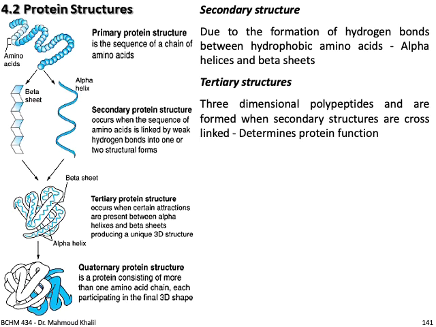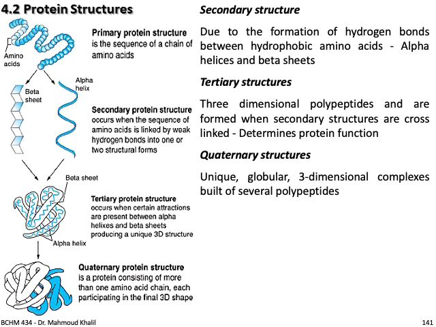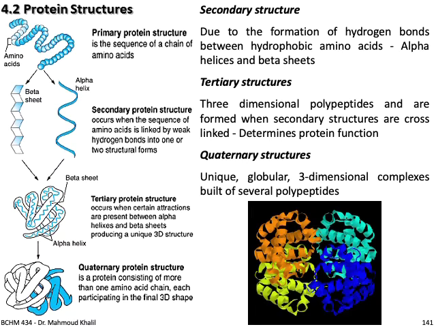These alpha helices and beta sheets come together into a three-dimensional polypeptide chain, formed when these secondary structures are closely linked. Once reaching this level of complexity, the tertiary structure, this determines the protein function. Then you have the quaternary structure, which is unique for each protein, and it's globular, a three-dimensional complex built of several polypeptides, not only one. Here you can see the structure of a protein complex that consists of four polypeptides.